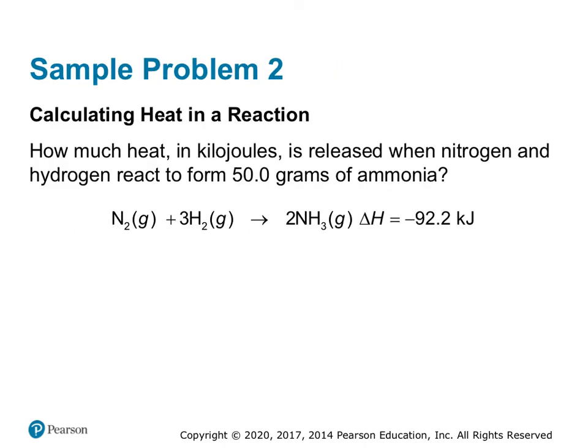So how much heat in kilojoules is released when nitrogen and hydrogen react to form 50 grams of ammonia? So there's our balanced equation. Here we see our delta H is a negative number. So a negative number means it's an exothermic reaction. Heat is being given off.